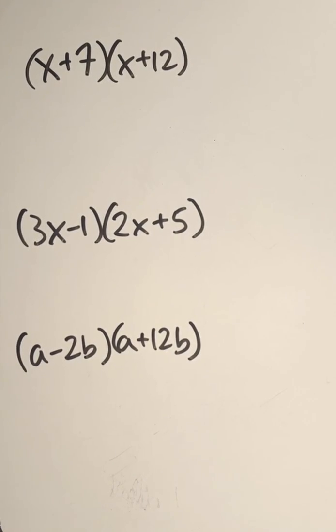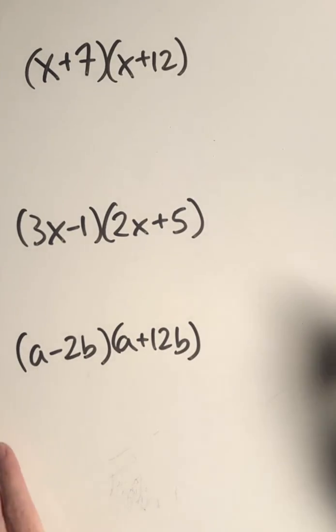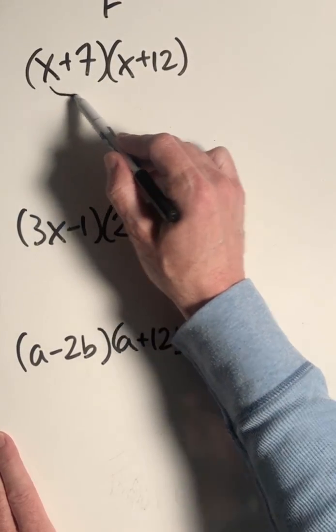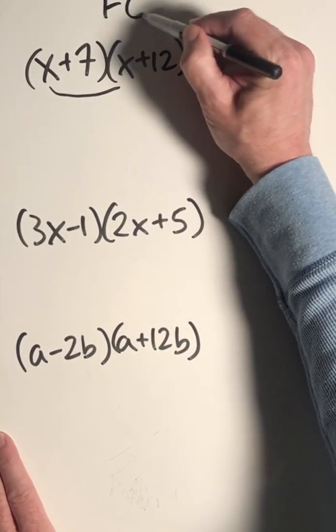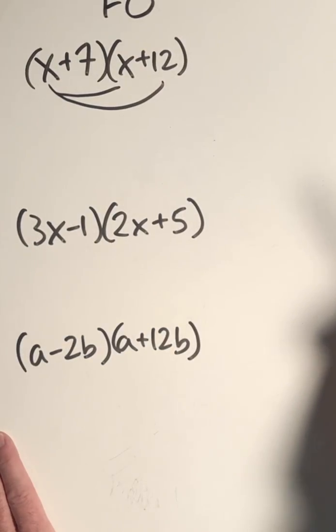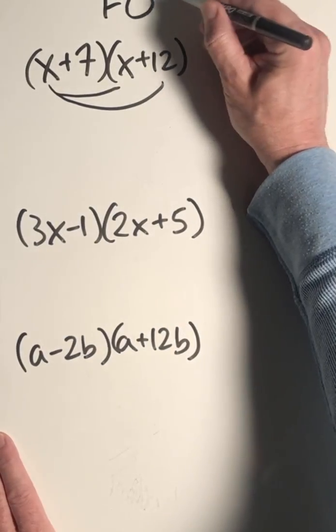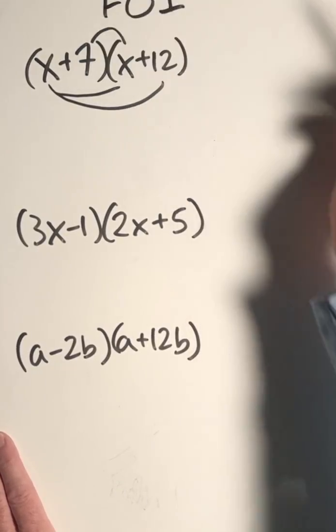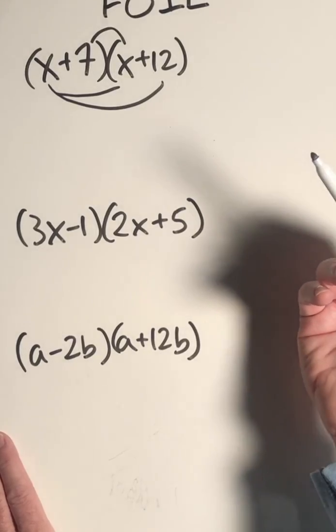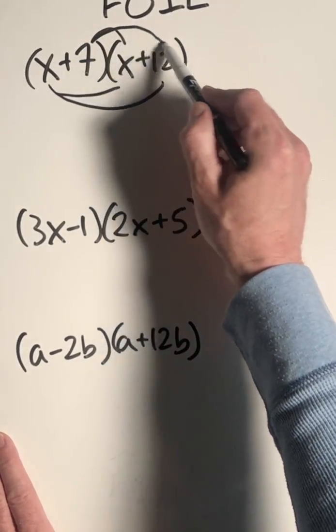Now we will multiply sets of binomials using what many people call the FOIL method. It stands for the first, so we're going to multiply the two first terms together. The O is for the outside. We're going to multiply the outside terms together second. The I stands for the inside terms. We're going to multiply them together third. And then finally, L stands for last. We're going to multiply the last two terms.